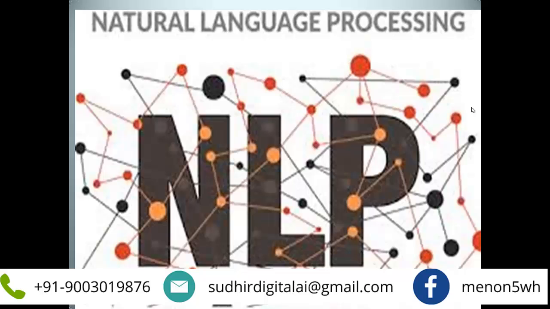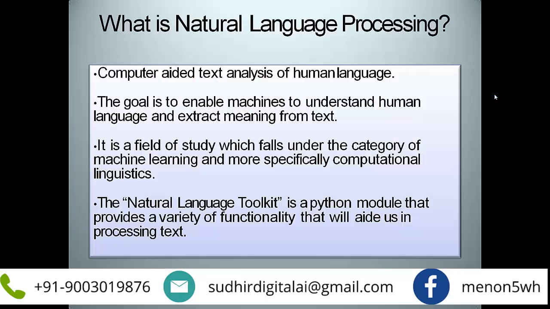So let's define what NLP is, and then we look at various perspectives. NLP is a computer-aided text analysis of human language. The goal is to enable machines to understand human language and extract meaning from text. It's a field of study which falls under the category of machine learning and more specifically computational linguistics. An example is the Natural Language Toolkit, a Python module that provides a variety of functionality that will aid us in processing the text.